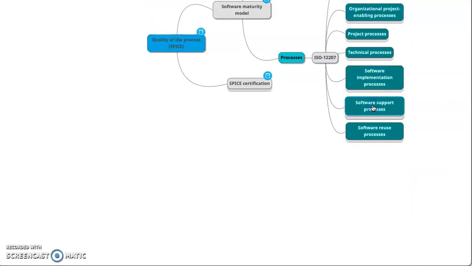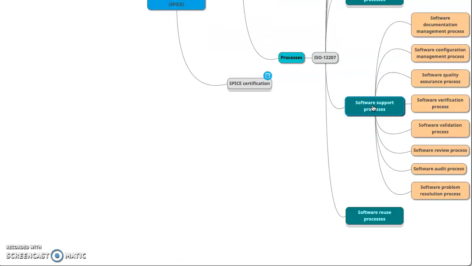And how you will manage the documentation, the configuration, the validation, verification, how you have the process of review of your software, how much time you will take on that, how you will audit your software. Even the SPC model has some kind of audits that you will get after the certification, and how you will do the software resolution process.